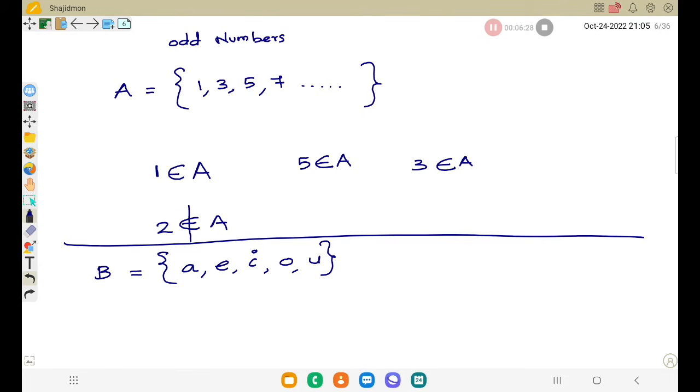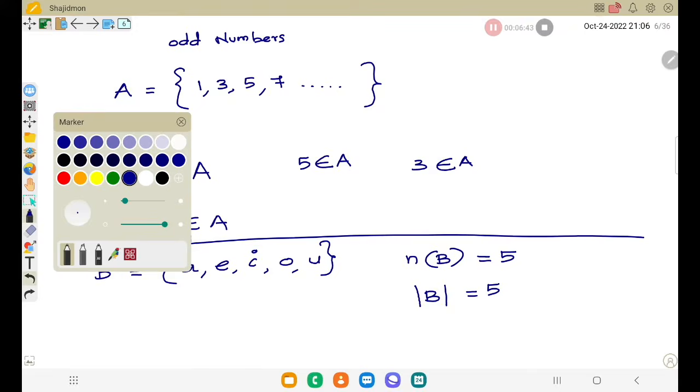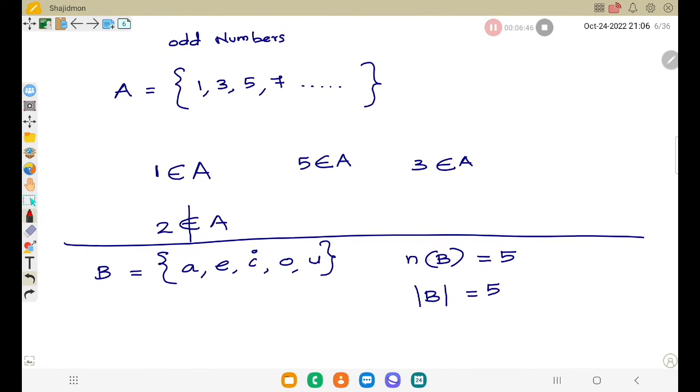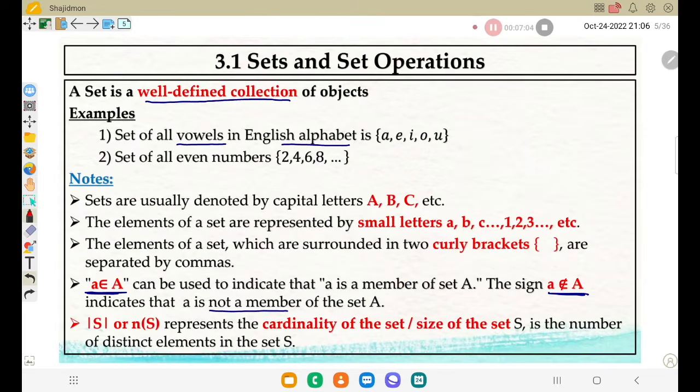That means the number of elements of B, I can represent like this, n of B, number of elements of the set B equal to 5. Or we can use this symbol also, cardinality of the set B equal to 5. So one symbol we can use for representing how many elements are there in the set is n of B. n of B means number of elements of B equal to 5. Otherwise, we use this absolute symbol, cardinality of the set B equal to 5.